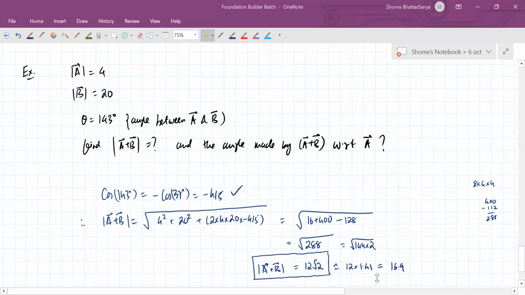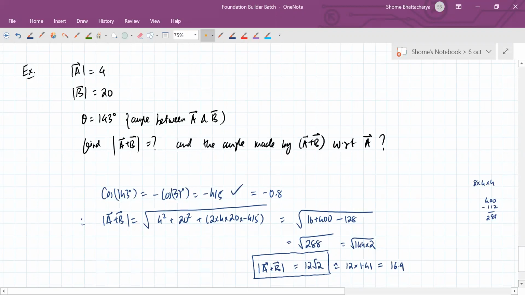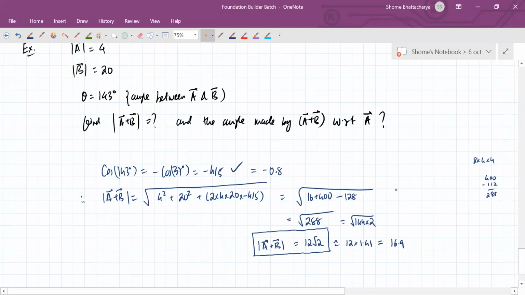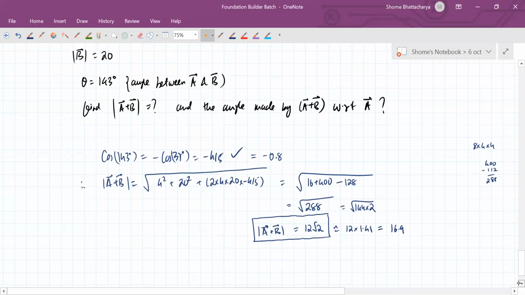No, that's not okay, beta. You have to take the correct value of cos 143, which is minus 0.8. It's a precise value, you have to take it. Okay, and then you also have the formula for alpha.